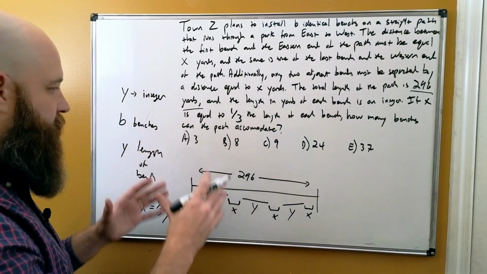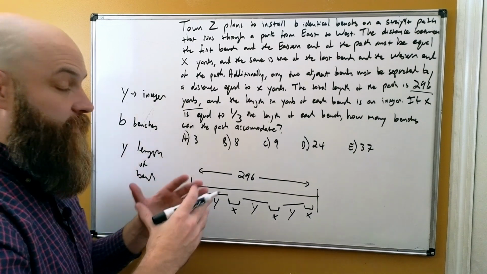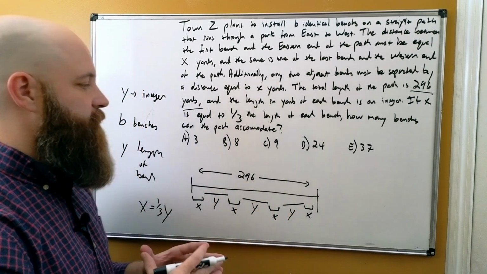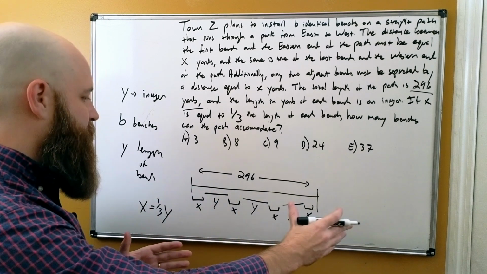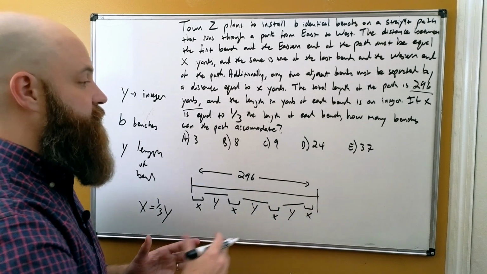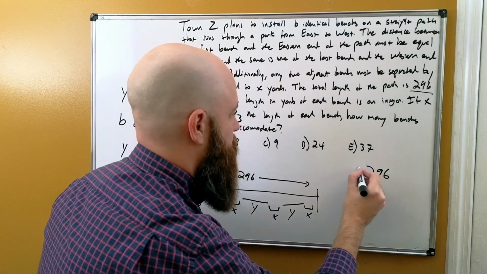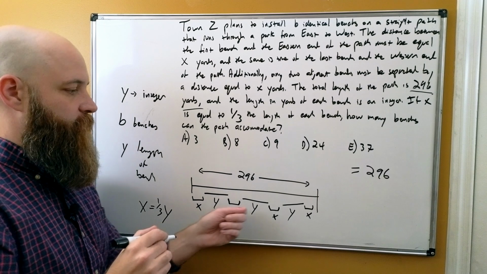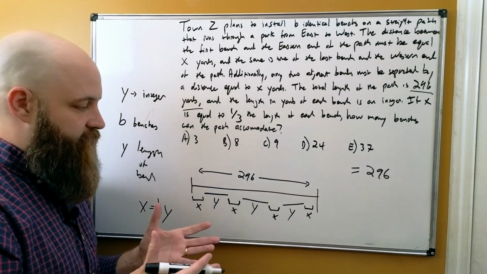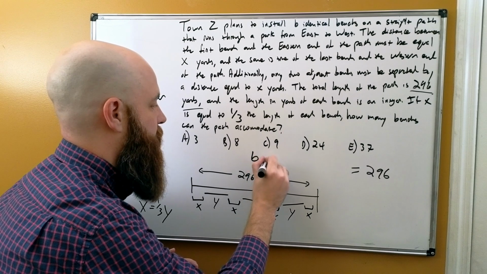Okay, so I think I've got all this information down. The question is, how can I relate it all, hopefully to create an equation that I can then solve for b? All right, well, if I add up all these benches and spaces, it should add up to 296. So let's see if I can do that. I want to add things up to equal 296. And if I account for all these benches, well, there are b benches, and they each have a length of y, so that's a total distance of by.